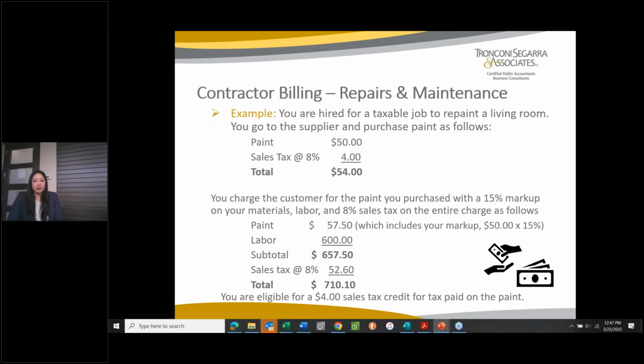So you're charging $710.10, including that tax of $52.60. So then, because you used the paint in a taxable repair job, you would be eligible to take a credit for the $4 in tax that you paid when you bought the paint.